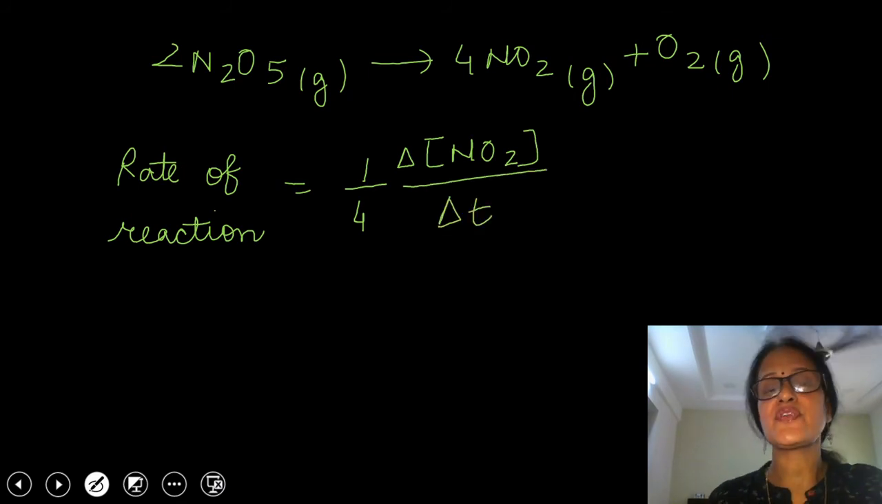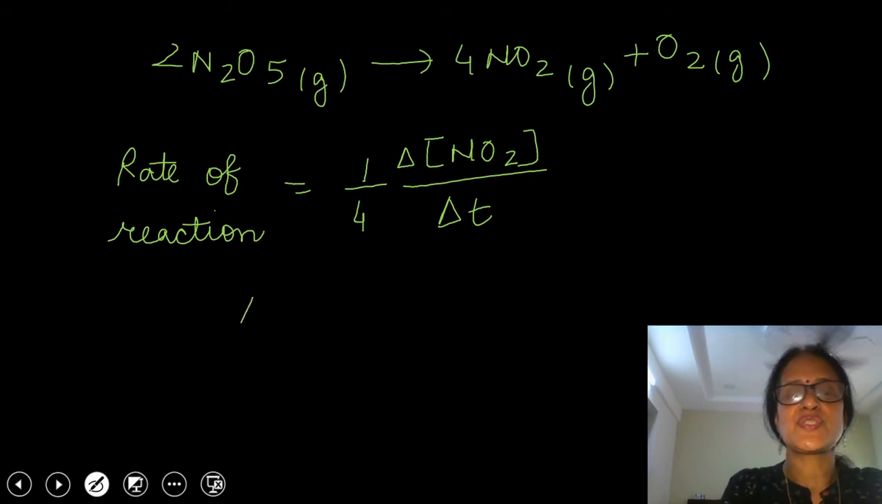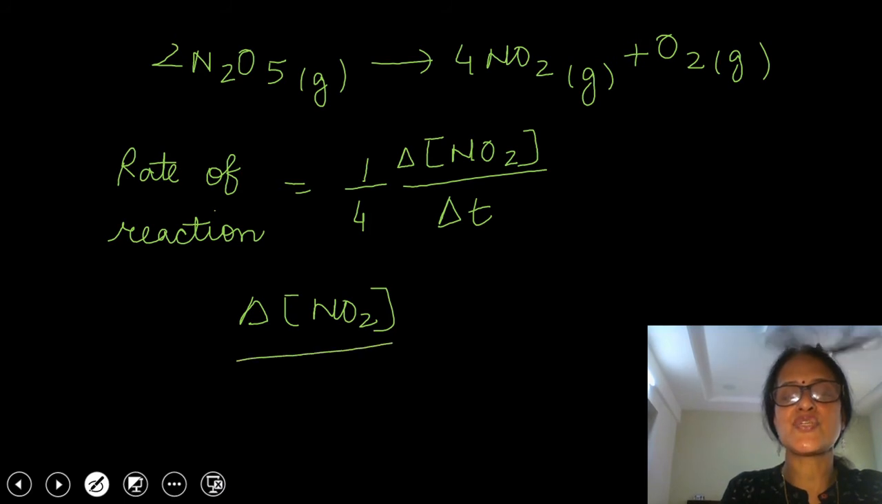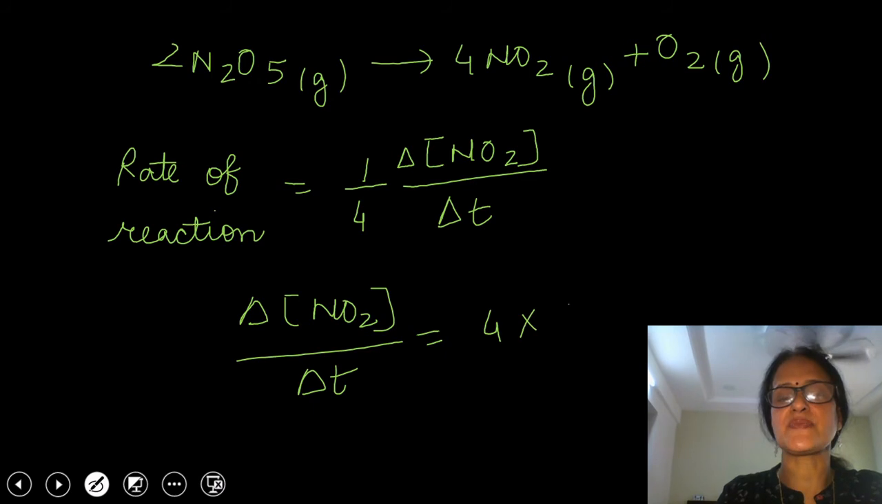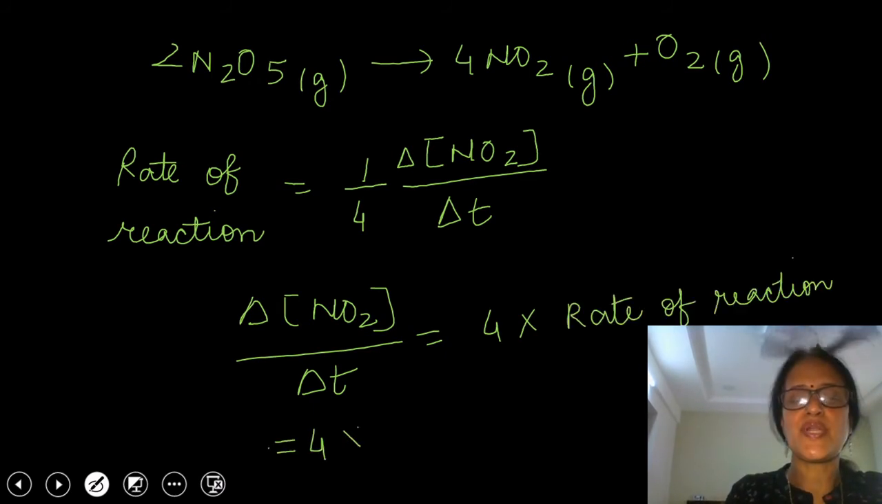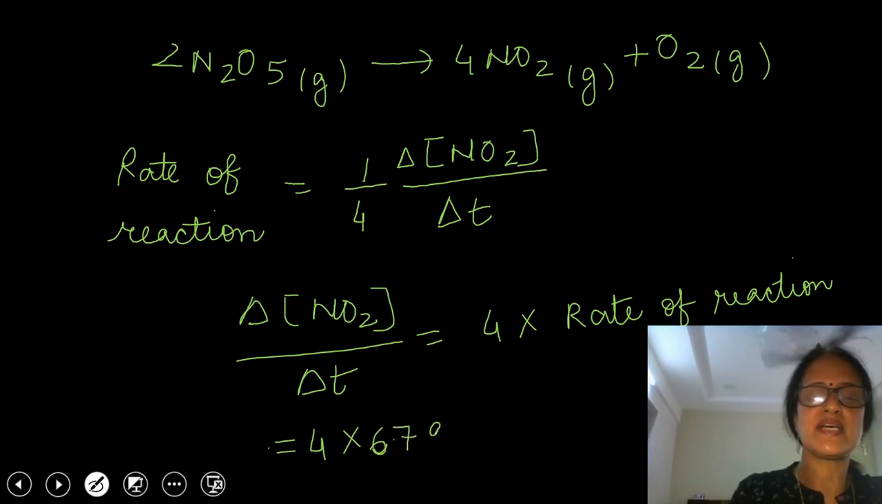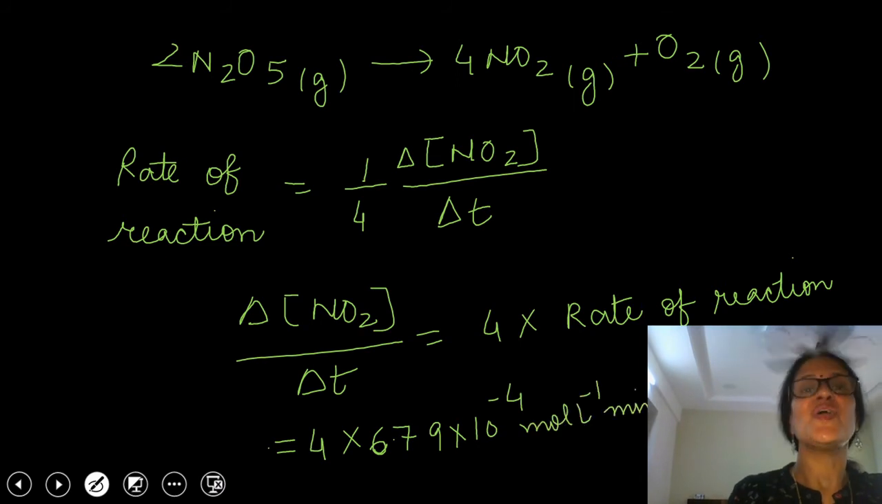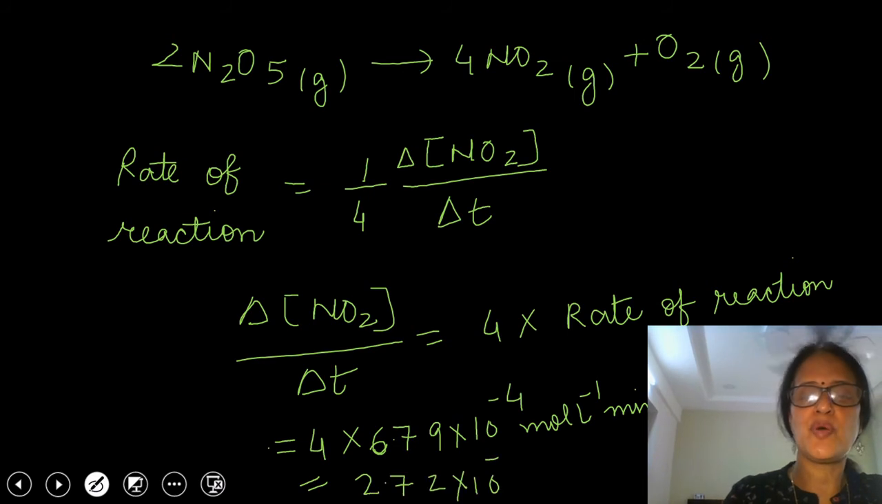So we can see that rate of formation of NO2 is 4 times the rate of reaction. So we can write, delta NO2 by delta T is the rate of formation of NO2. That will be equal to 4 into rate of reaction. Rate of reaction we have calculated just now, which was equal to 4 into 6.79 into 10 to the power minus 4 mole per liter per minute. On calculating this, we will get 2.72 into 10 to the power minus 3 mole per liter per minute.